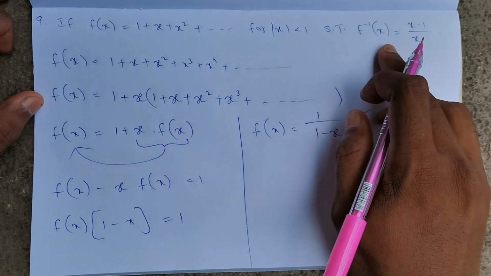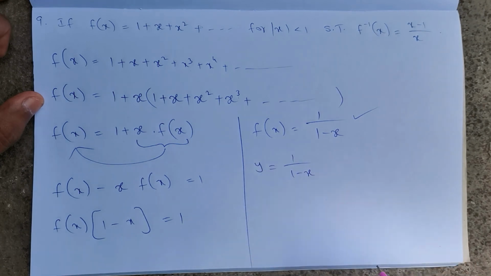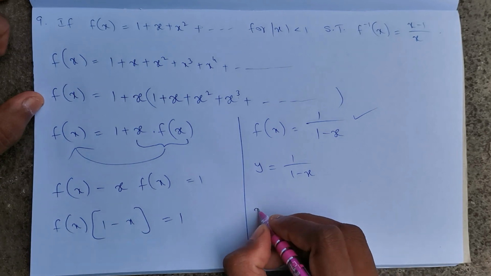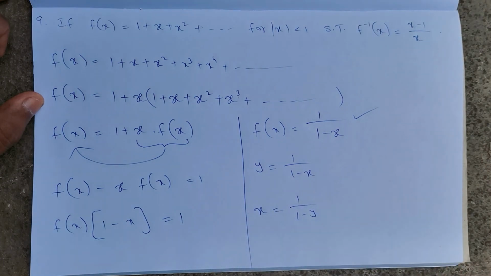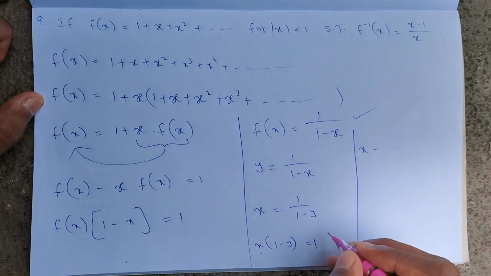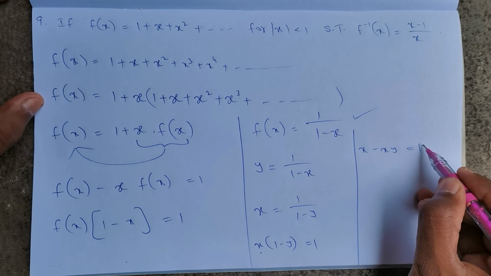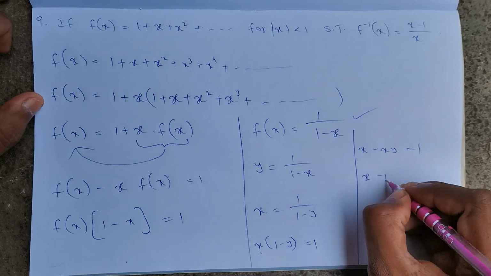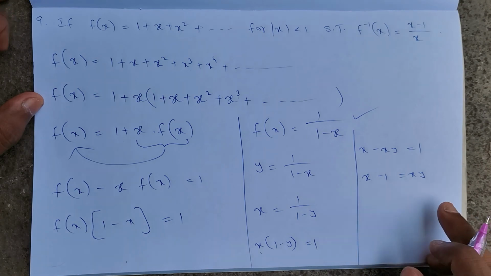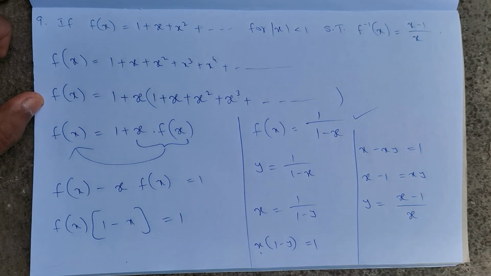Now let us find the inverse. Make it equal to y. So y is equal to 1 by 1 minus x. Interchange the alphabets. x is equal to 1 by 1 minus y. This total denominator I will take to the left side, so we will get x into 1 minus y is equal to 1. So x into 1, x, minus x into y, xy is equal to 1. Now I will take this minus xy to the right side and bring 1 to the left side, so we get x minus 1 is equal to xy. Now we want an equation for y, so y is equal to x minus 1 divided by x.